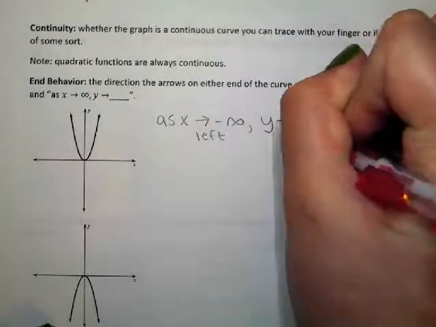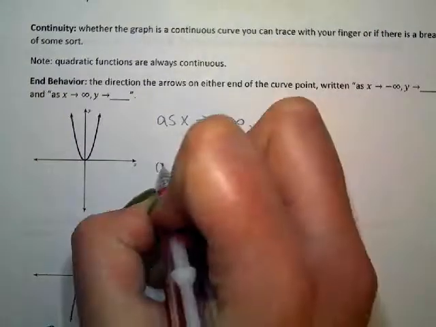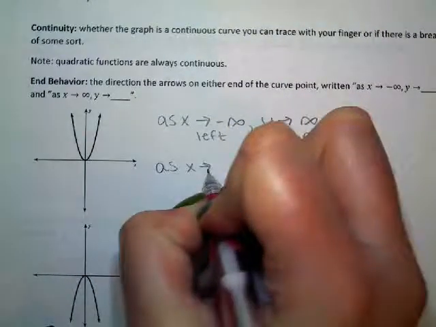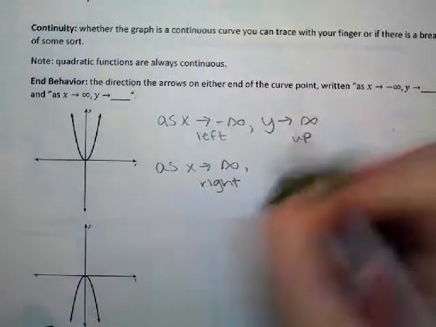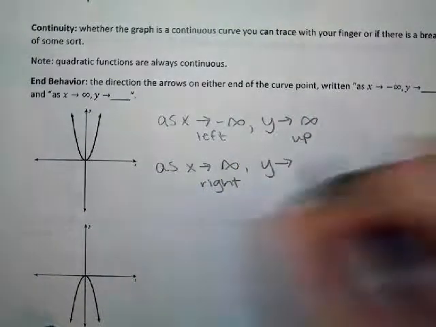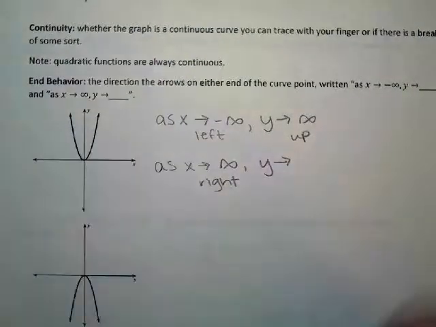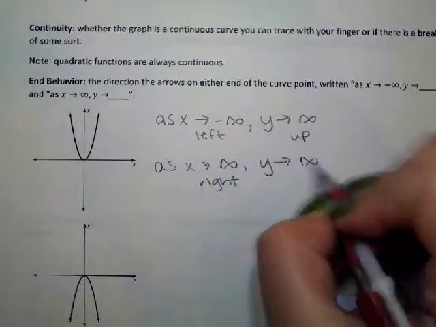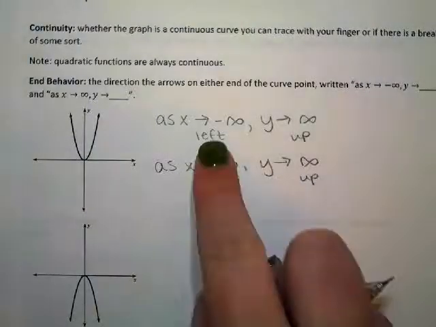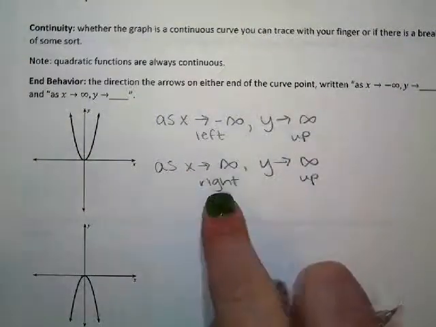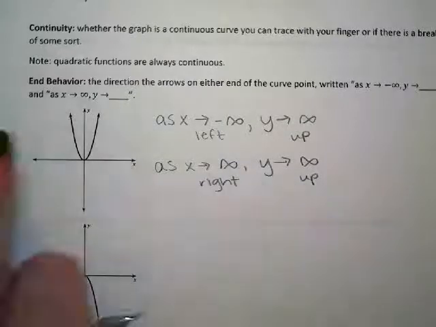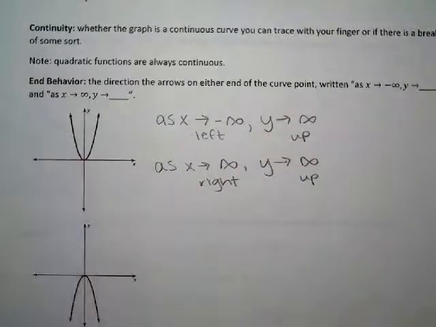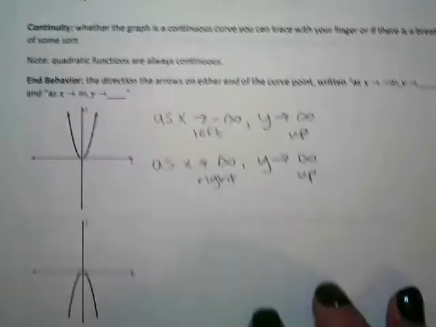As x goes to positive infinity, so that's how we say right. What is the right arrow doing? It's going up as well, so we're going to say positive infinity here. So the left arrow goes up, the right arrow goes up. So this is how we would write the end behavior for this type of picture. Left arrow goes up, right arrow goes up. Okay.